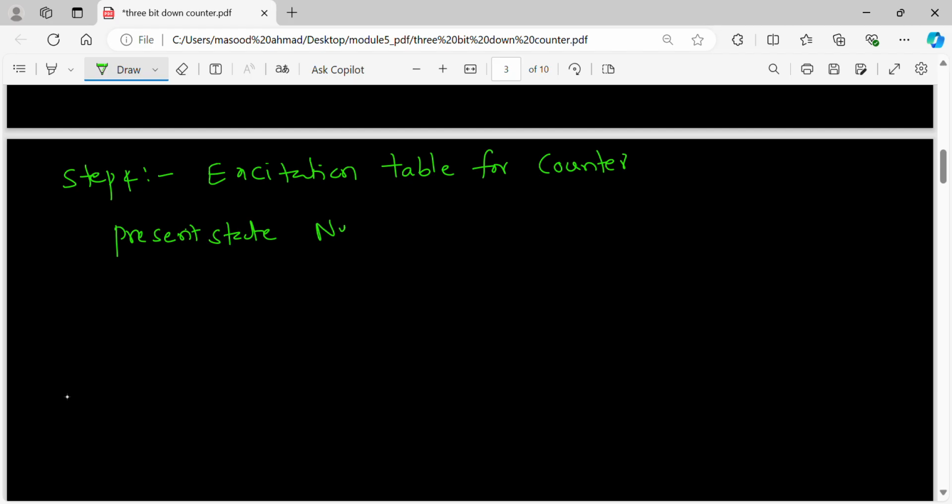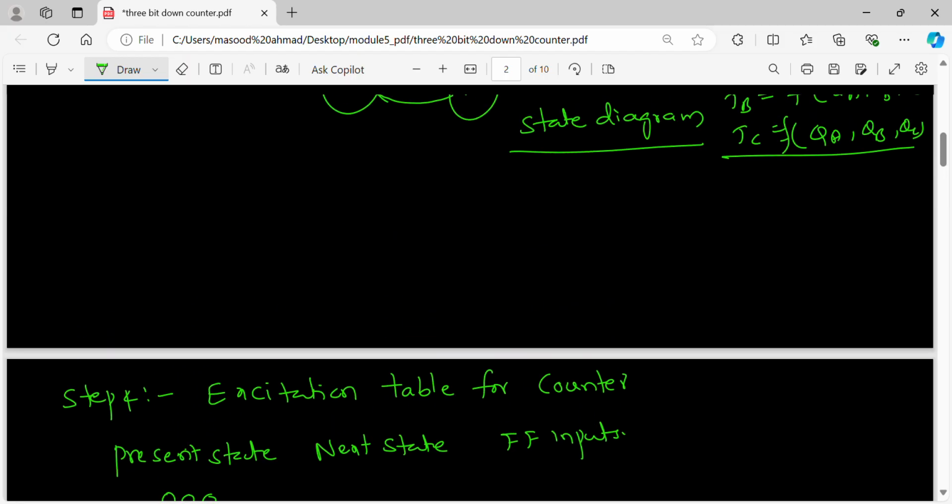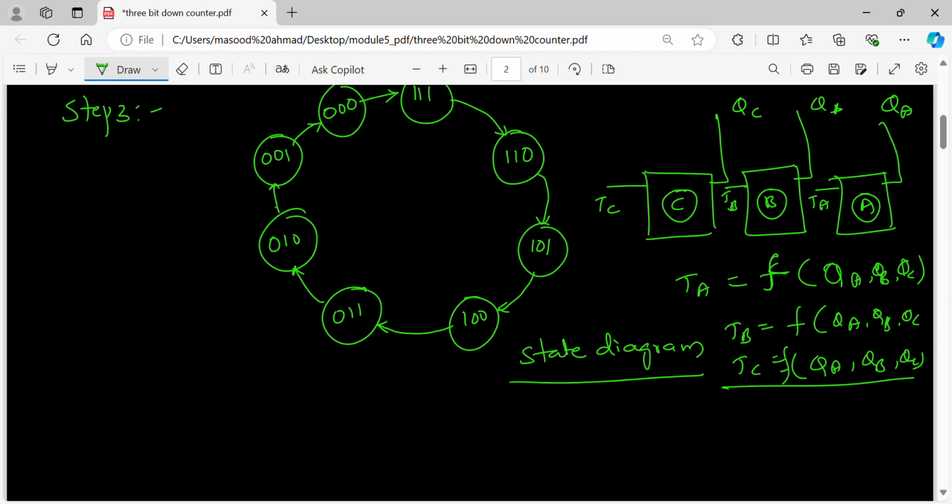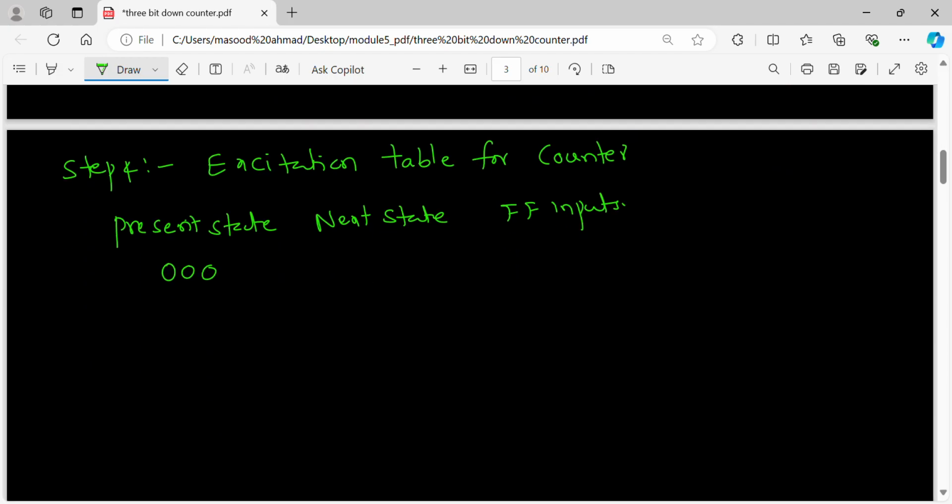Then we are going to look for the next state. Then we are going to look at the flip-flop inputs. So if the present state is 0, 0, 0, what is the next state as per your state diagram? For 0, 0, 0, the next state is 1, 1, 1. For 0, 0, 1, the next state is 0, 0, 0.